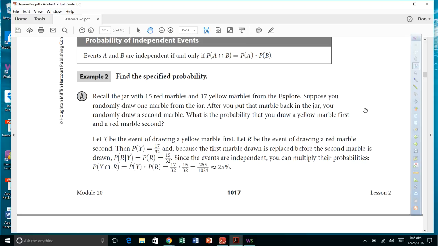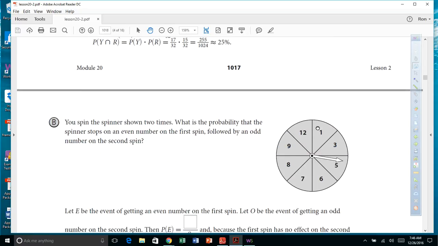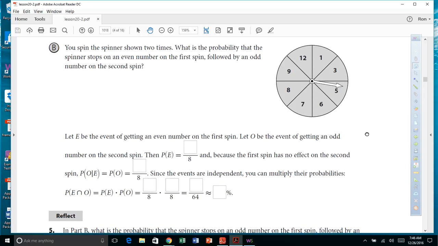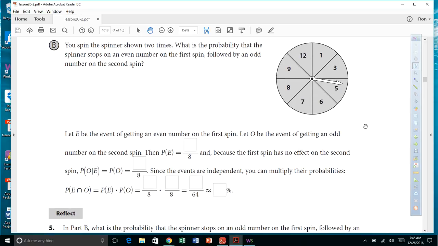Find the specified probability. Go ahead and read A and try to follow along, and then we'll do B together. All right. B, you spin the spinner shown 2 times. What is the probability that the spinner stops on an even number on the first spin followed by an odd number on the second spin?